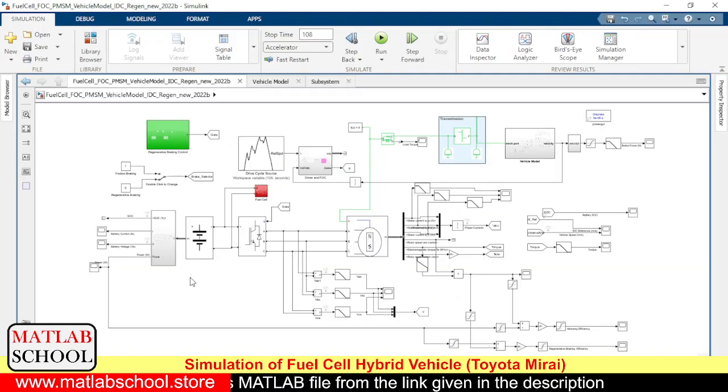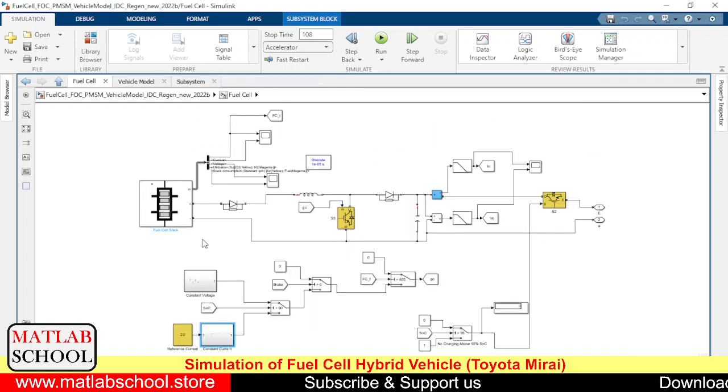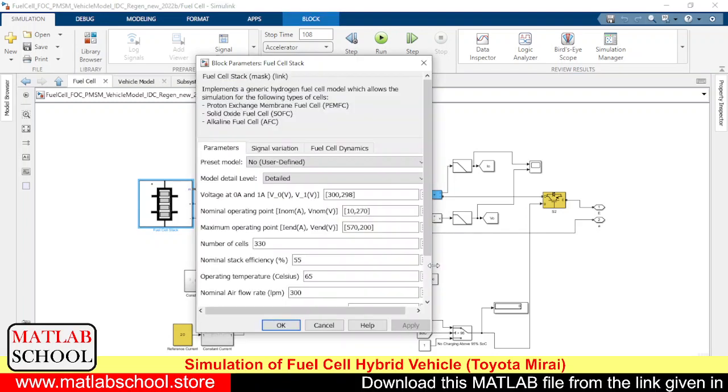So here we have the battery, and inside this we have the fuel cell. In the fuel cell, we need to give the number of cells, then we need to give the voltage as well as the current ratings. After giving that, we need to plot the VI characteristics.